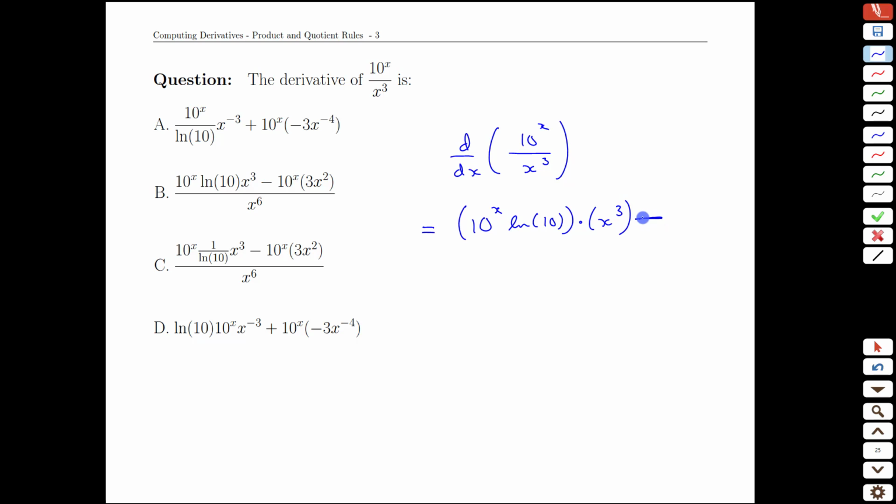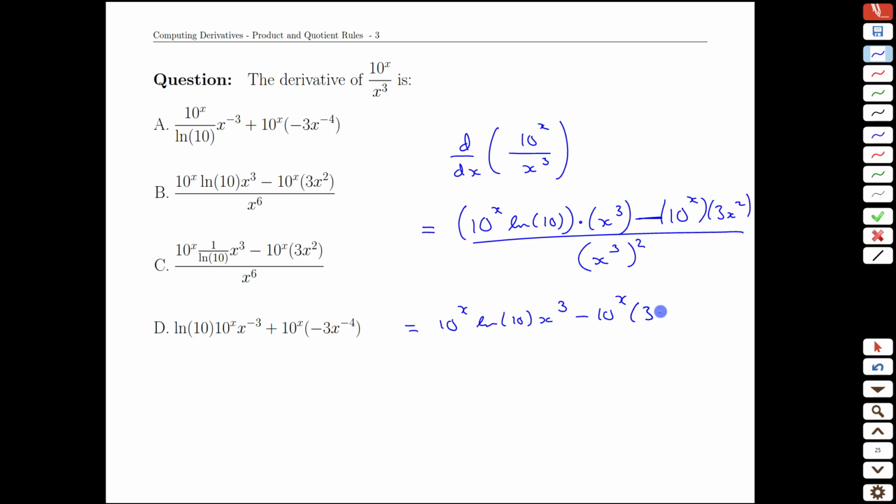Once we have that term complete, we subtract the top unchanged times the derivative of the bottom, which is 3x squared. And then we divide by the bottom all squared. Tidying that up just a little bit to make it look like expressions we've seen here. We see it looks pretty much like b. We have 10 to the x ln of 10 times x cubed minus 10 to the x times 3x squared, and x cubed, then all squared. We multiply the exponents. That's the rule for manipulating those, and we get x to the 6. And so b is a correct answer.